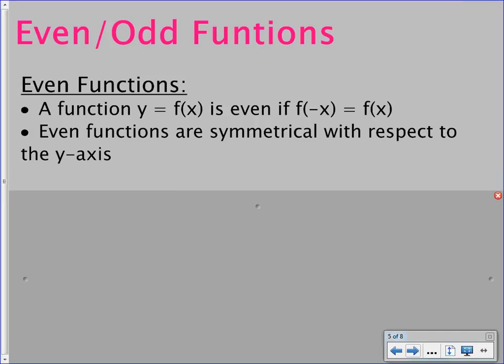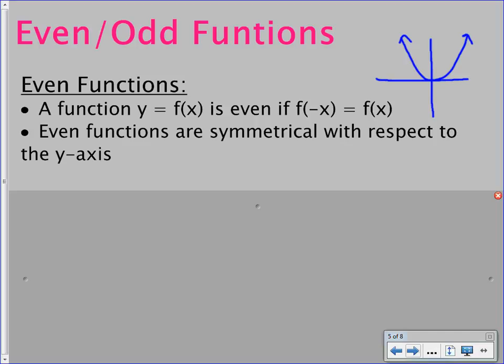So I want to talk about this second bullet first. An even function means that we are symmetrical to the y-axis. If we have symmetry along the y-axis, we have an even function. I just drew a picture of a graph that is symmetrical about the y-axis. This is an even function.